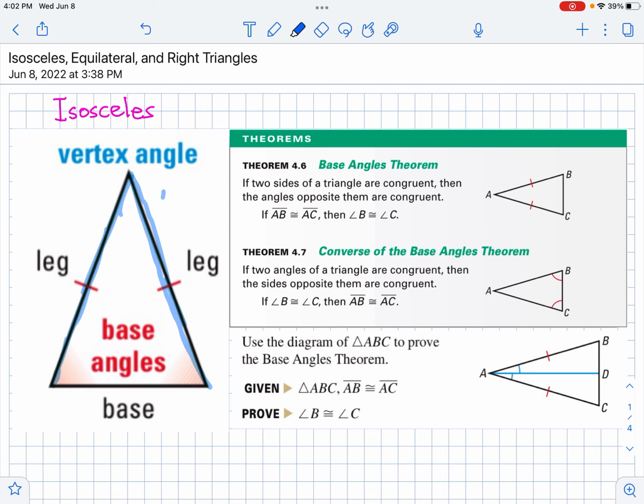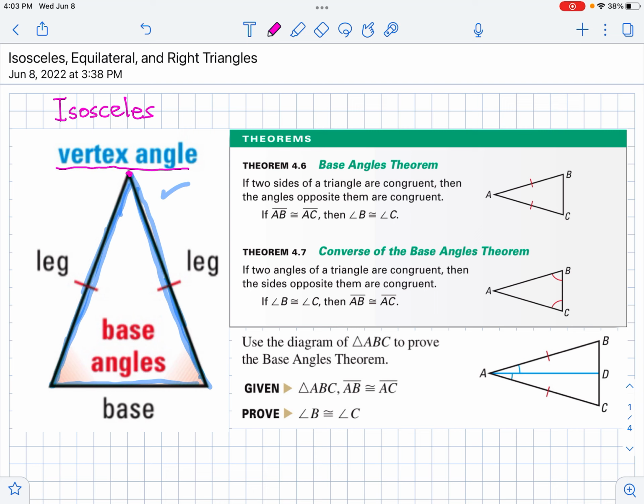So in this example over here with this isosceles triangle, we have the base, and then we have the two sides that are the same length, and then we have the vertex up here. Okay, the vertex angle right here, opposite the base. So that's just some terminology, some language.